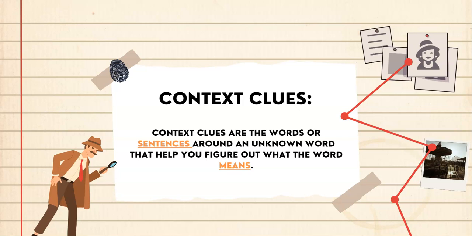And context clues are words or sentences that are around an unknown word. And those words or sentences can help you figure out what that unknown word means. So the whole theme today with our presentation is a detective or trying to solve a mystery, because when you're using context clues, you do become a lot like a detective. You have to use the clues in the sentence to figure out what the unknown word means.